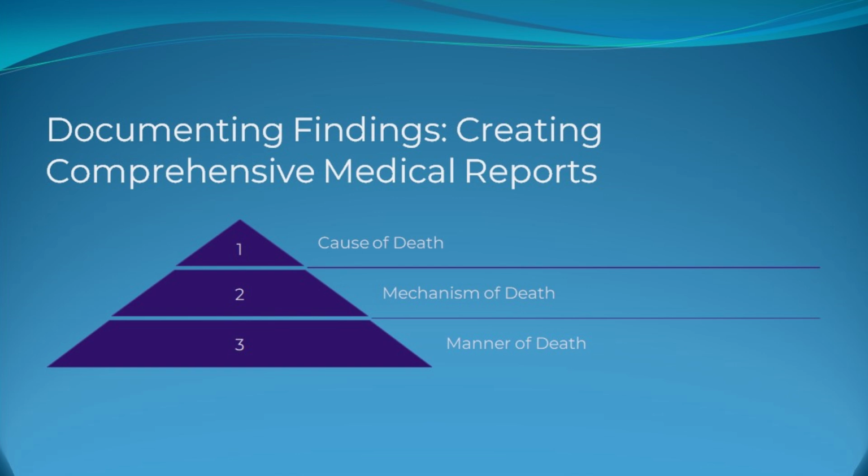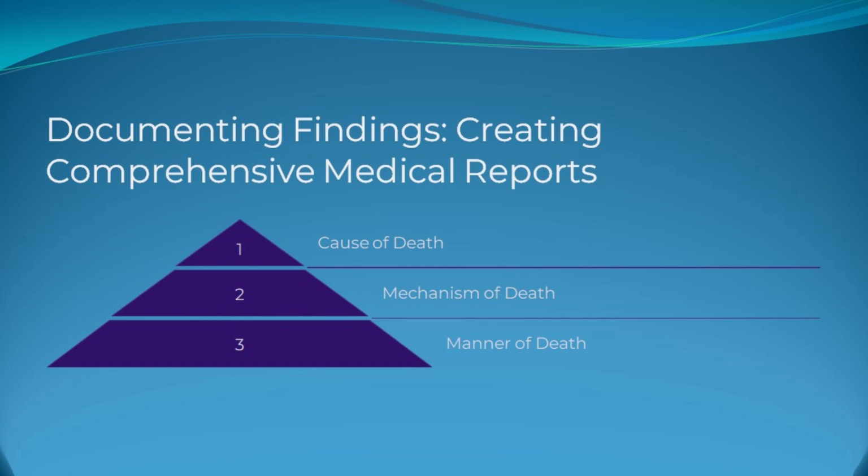Examples: a gunshot wound to the chest, a myocardial infarction (heart attack), stage 4 lung cancer, acute fentanyl overdose. The mechanism of death explains the physiological or biochemical process that occurs as a result of the cause, ultimately stopping life. It answers, how did the cause actually lead to death?